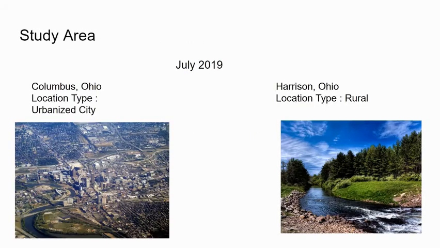So for our study area, we chose to focus on the state of Ohio. We picked an urbanized city in Ohio and a rural city in Ohio. Our urbanized city is Columbus, Ohio, and our rural area is Harrison, Ohio. We chose the month of July in the year 2019 so that the data wouldn't be skewed by COVID, and summer because CO2 emissions and plant vegetation would be relatively high compared to the rest of the year.